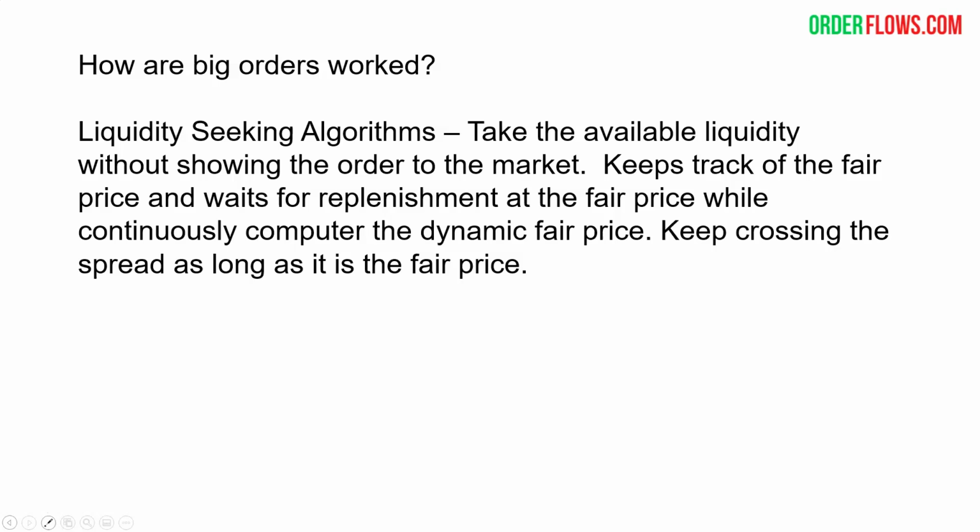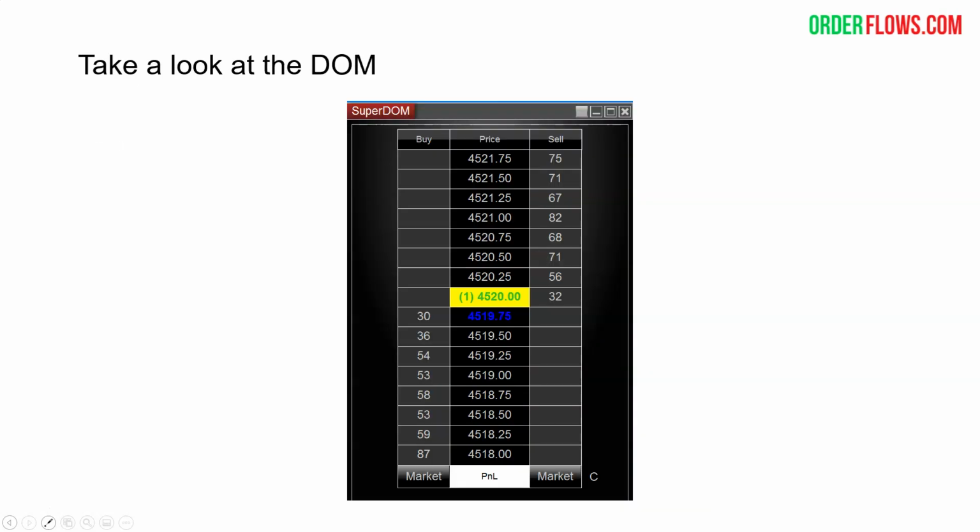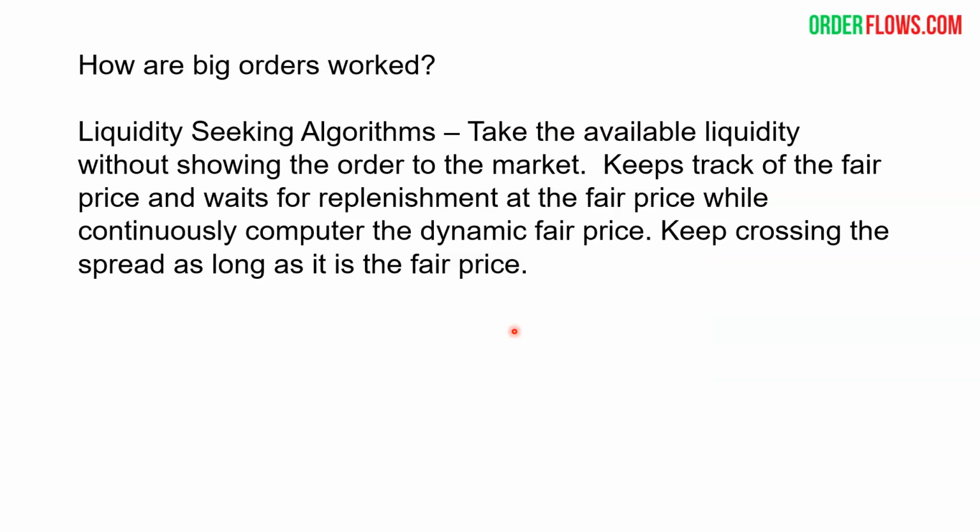What these liquidity seeking algorithms do is, they keep track of the fair price, and they wait for replenishments at that fair price while continuously computing the dynamic fair price. So what's going on is, the algorithm is deciding, while the market is bid offer, is this a fair price? It'll keep working a bid. If it thinks the fair price is moving, it'll probably start lifting the offer. There are many different ways that it works it. It's going to keep crossing that spread, the bid offer, as long as it's the fair price still.